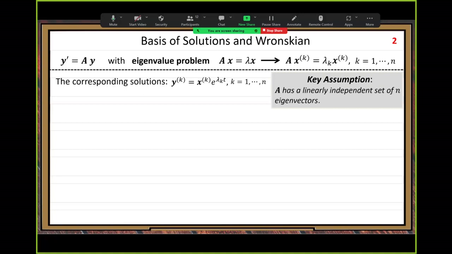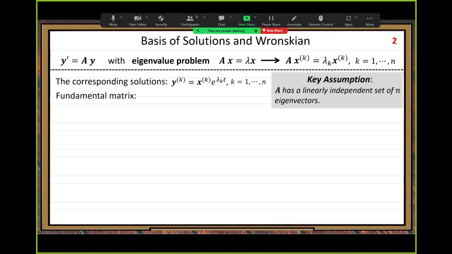Key assumption. I copy that condition here because we need to use these n eigenvectors. They are linearly independent. We need to use this property: the x^(k) vectors are linearly independent.